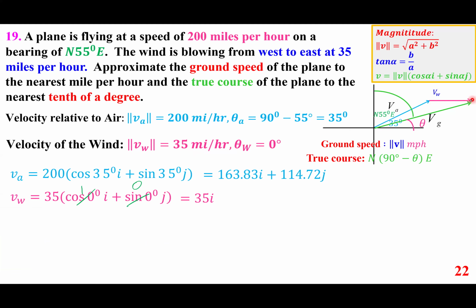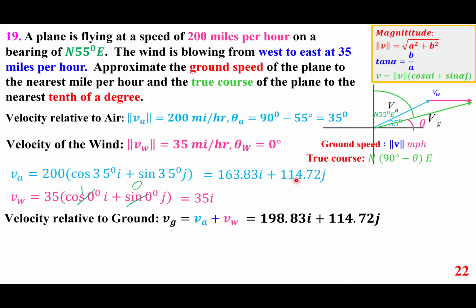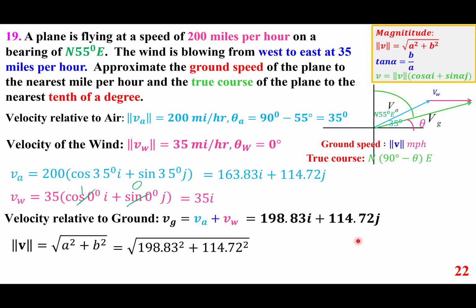The velocity with respect to the ground, we add the two vectors. When you add two vectors, you add their components. So these two will get added up because they both have the i component, and this one just remains unchanged. So this is 163 and 35, 198.83 i. This one doesn't change. And now the magnitude for this is the true speed, if you will. So the magnitude would be square root of a squared plus b squared, which means square this number under the radical. You do the math, you put it into a calculator, it ends up being about 230 miles per hour. So that is the speed.